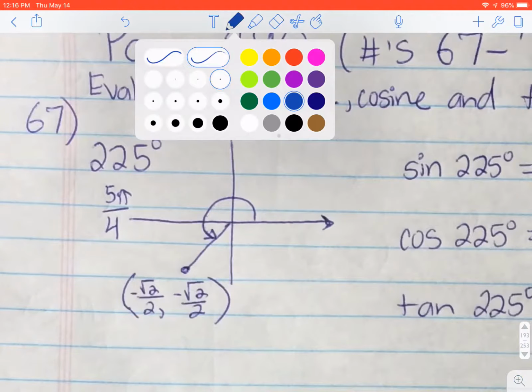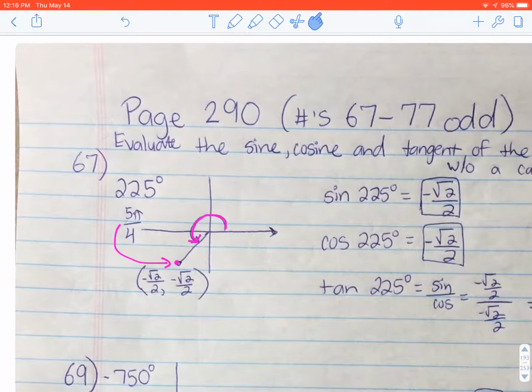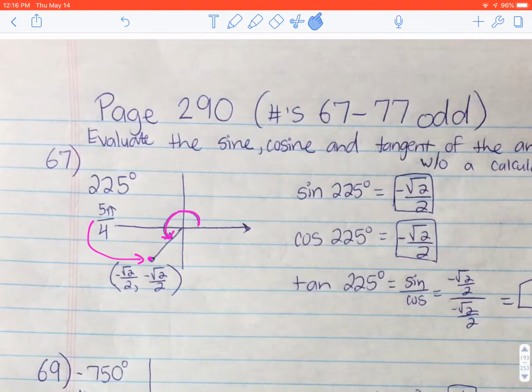So when you find where that is on your unit circle, it's right at 5 pi over 4. So our family of 4, we know our coordinate is negative square root 2 over 2, comma negative square root 2 over 2, because it's in quadrant 3. So to find the sine, cosine, and tangent, remember our ordered pairs are always cosine, comma sine.